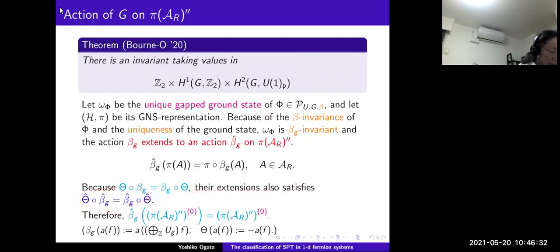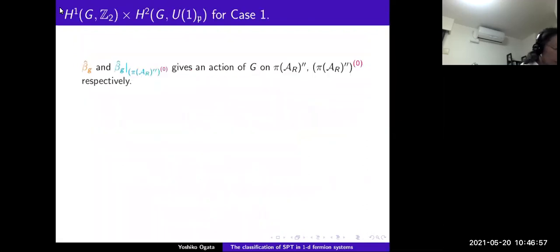From this, we see that this β_g hat does not move the even part of our von Neumann algebra. That's one observation we can have. In other words, this β_g restricted to this von Neumann algebra defines an automorphism on this von Neumann algebra. So as a result, we get two group actions on the von Neumann algebra. One is β_g hat acting on this one, and another one is the restriction of β_g hat to the even part of the von Neumann algebra.